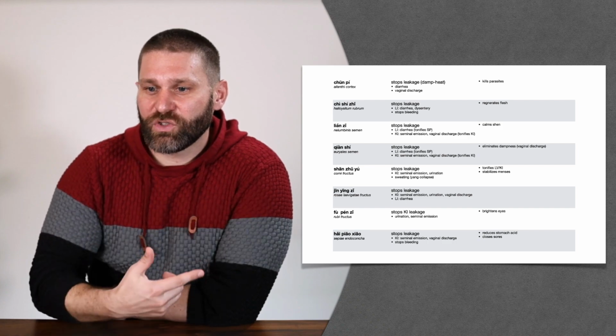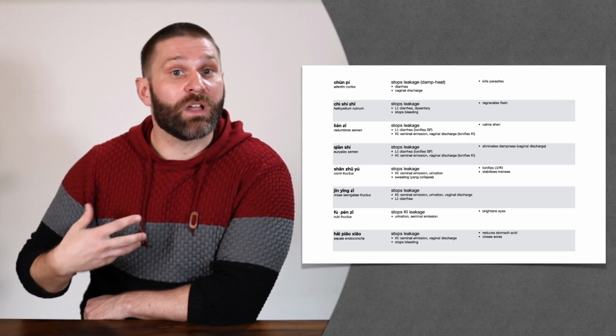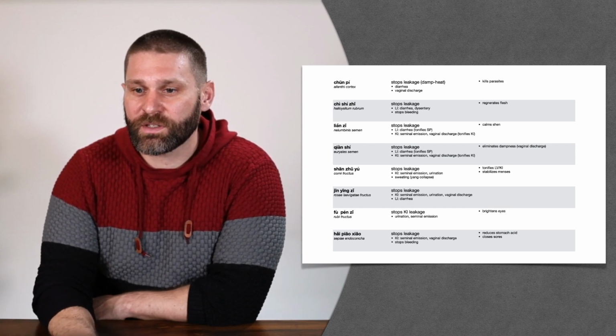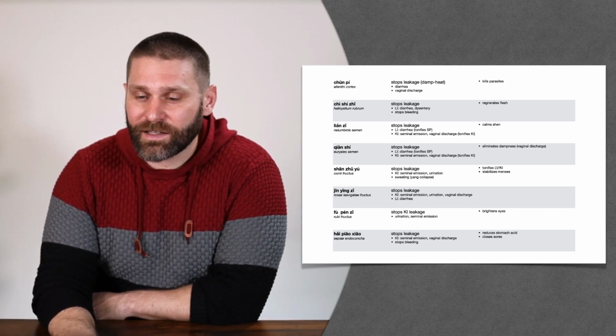We have shanzhuyu. It's good for kidney leakage, but also tonifies kidney yang. So we see shanzhuyu come up a lot in our kidney yang formulas. So it tonifies kidney yang and stops kidney leakage.